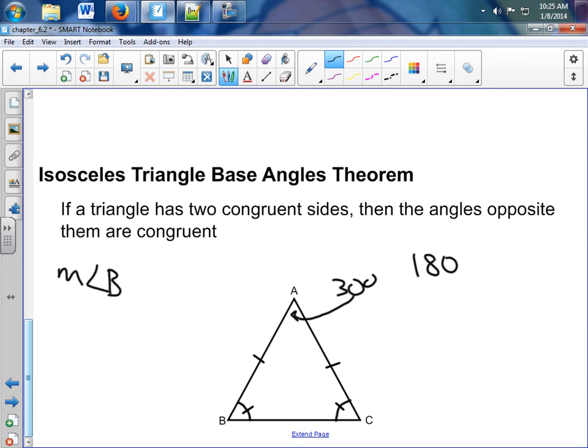So triangles add up to 180. You minus the 30. You had 150 left. And why did you divide by 2? There's 2 angles. Now they're congruent, so you divide it by 2, and you got 75 degrees.